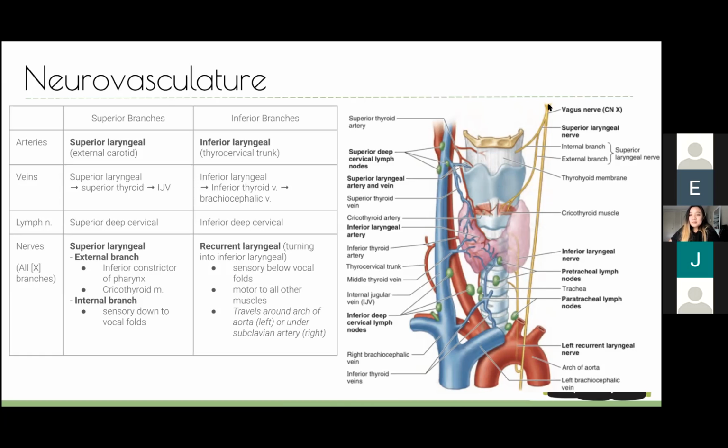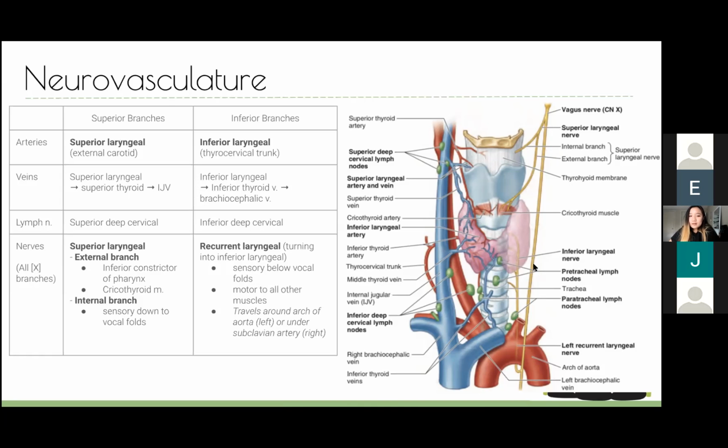Your vagus nerve comes down and it splits into superior laryngeal and kind of like a recurrent laryngeal. So your superior laryngeal comes off first superiorly. It supplies this, and then it turns into your external branch to supply your cricothyroid muscle and your inferior constrictor of the pharynx. And then all the rest goes inside as the internal branch, and that just does sensation inside down to your vocal folds.